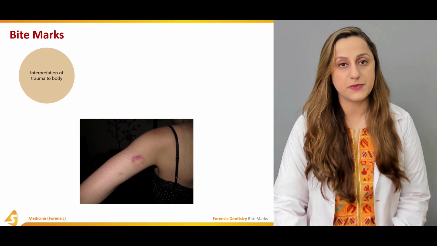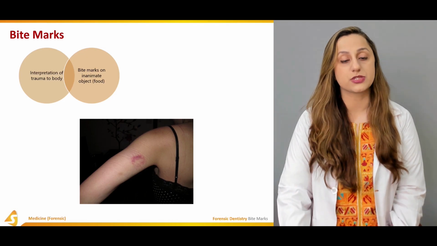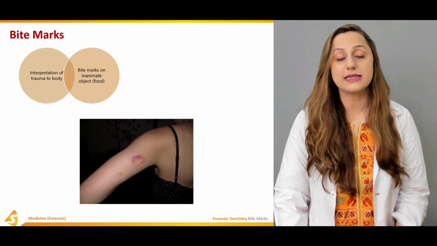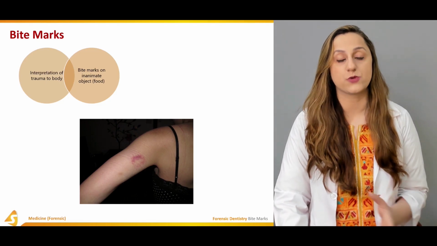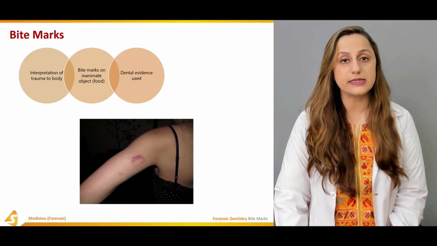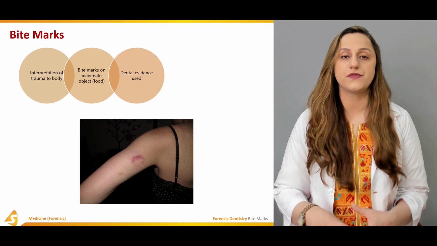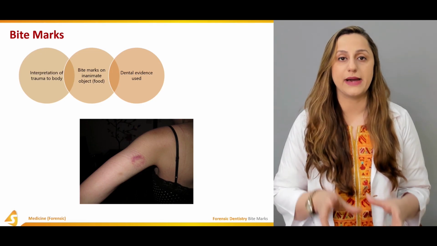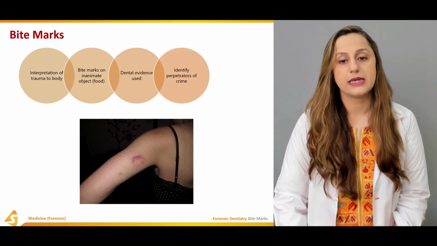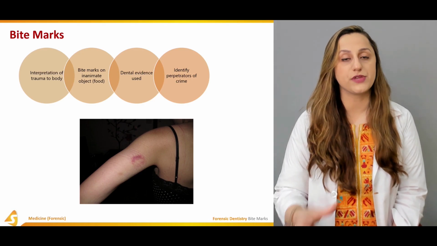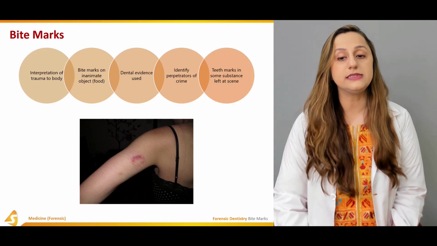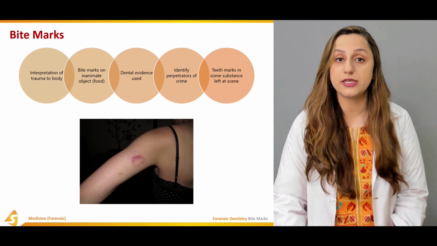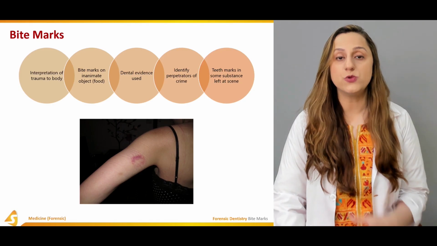So the medico-legal aspects are considered over here. The bite marks on the inanimate object or the food are taken from the suspect and then compared with the bite marks that were present on the victim. The dental evidence is used if you have the dental record of a particular suspect, then you can compare it to the bite mark present on the victim. The identification of the perpetrators of the crime is again very important, and the teeth marks in some substances that are left at the scene will give you evidence about the suspect.